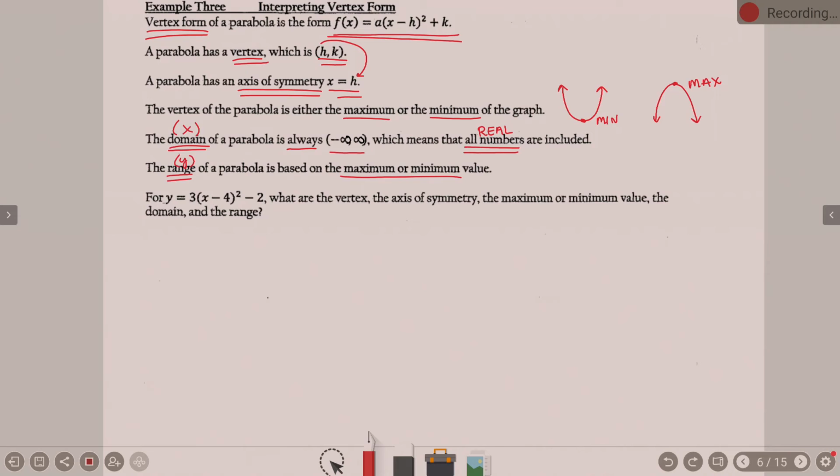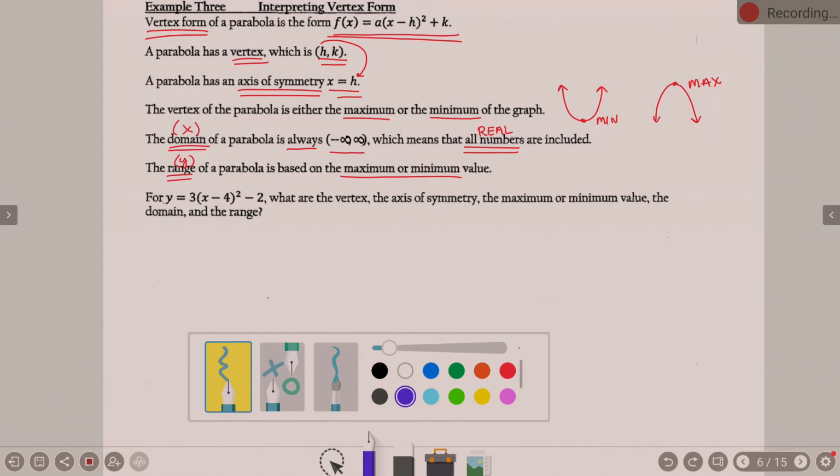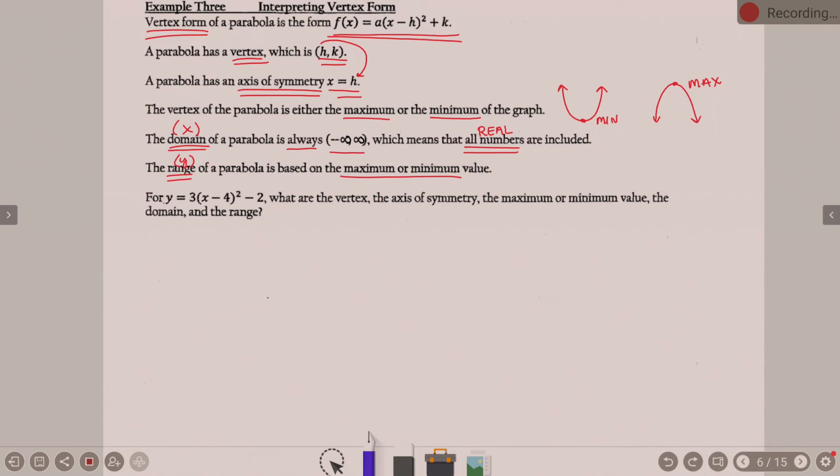Which, we're at that example. Sorry, I thought I had one more line. Example right here. Here we go. For the equation y equals 3 times (x minus 4) squared minus 2, I think they're asking us, if I recall, 5 questions here. What are the vertex, axis of symmetry, maximum or minimum value, domain, and range? So we've got 5 questions to answer, all based on this equation.